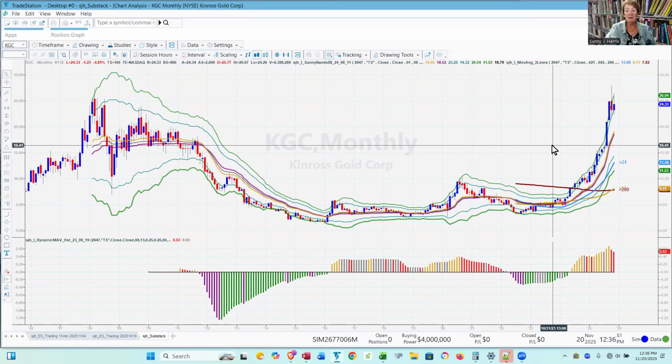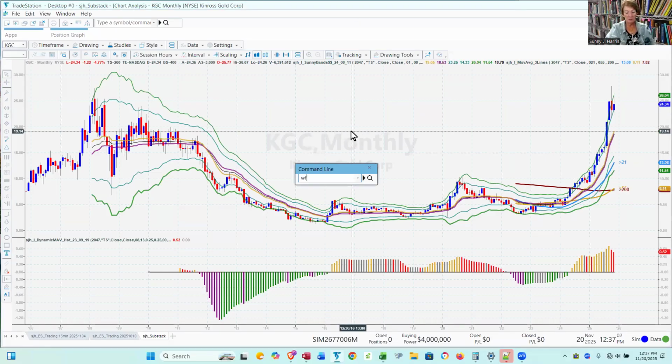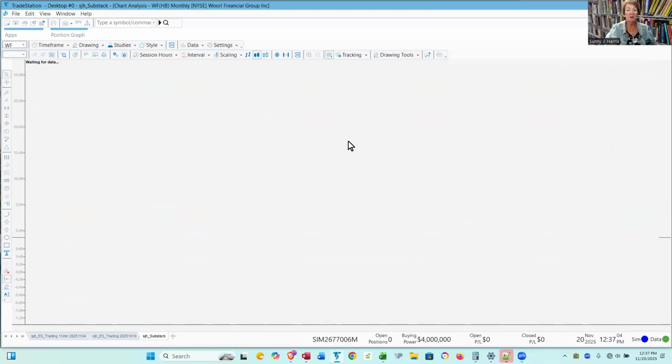But it did it. Do we have any other symbols? Let's see if there's anything else in there. No. But I can do some of the ones that Mish did. WF.